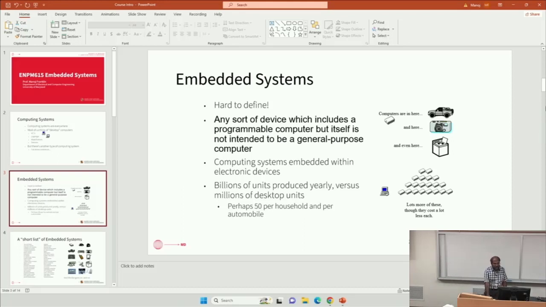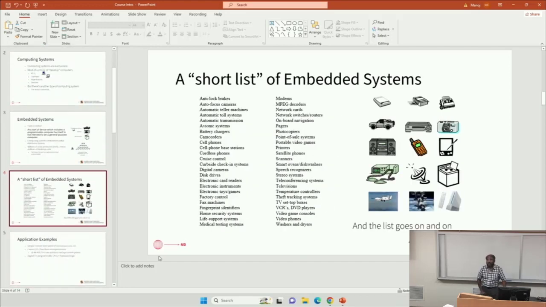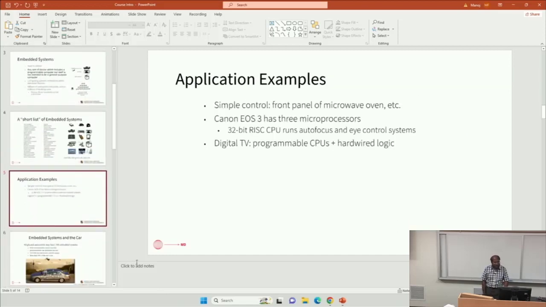Here we have a bunch of examples. We have a car, an automobile, a digital camera, a washing machine, etc. And all of these have a lot of embedded systems inside. A huge list is given here, and so they are everywhere. Pretty much any system you take today, microwave oven, yes, it has embedded systems. If you look at a digital camera like a digital SLR camera, that has many embedded systems inside.